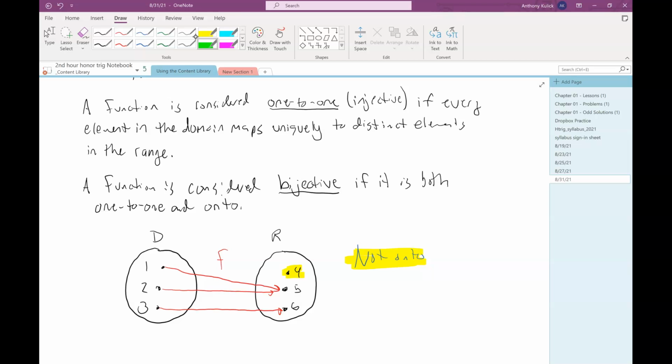Is this function 1-to-1? No. Why not? We have a range value that's used more than once. Is everybody okay with that?